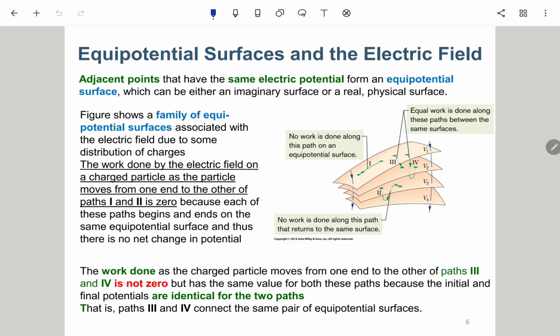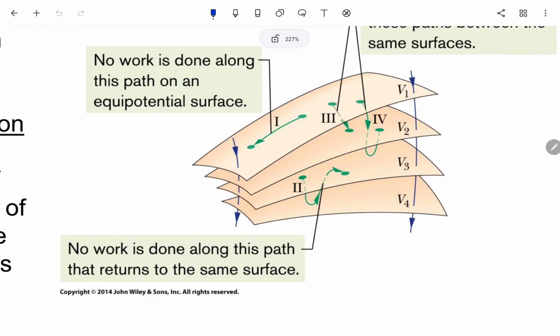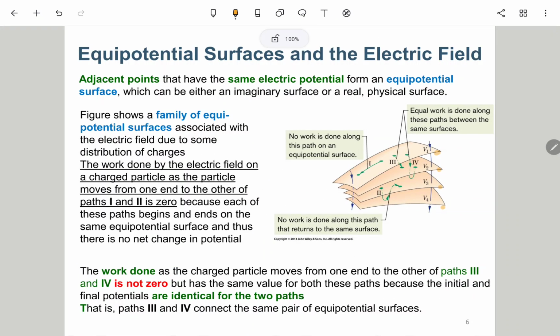Actually, you try to find the electric potential at any point in space. You try to connect adjacent points with the same potential, so they will form an equipotential surface. So let's say here we have four equipotential surfaces: 1, 2, 3, 4, with potentials V1, V2, V3, V4. Of course, we assume V1, V2, V3, V4 are different, with different values.